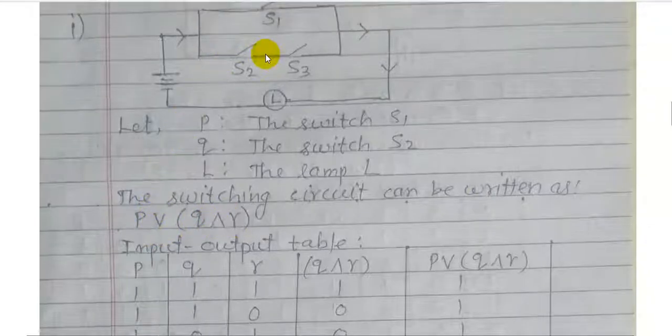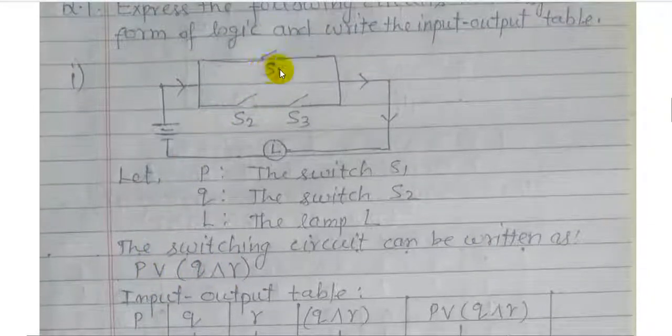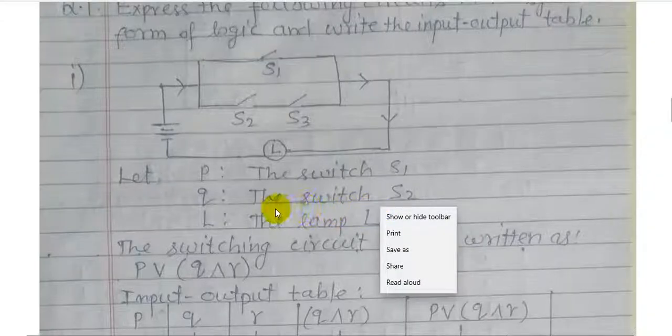L, the lamp L. The switching circuit can be written as... Now see this one. See the diagram first. This is S1, so S1 is P. P for switch S1, Q for switch S2, and S3 is also given here. So you have to write one more switch here, or the switch S3. So dear students, you should enter here one more sentence, R, small r, the switch S3. Okay, so the switch S3 you have to write here.